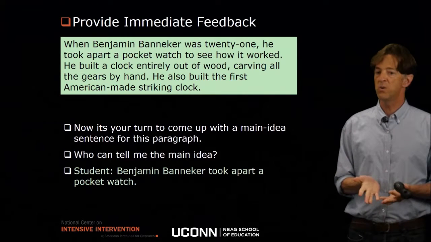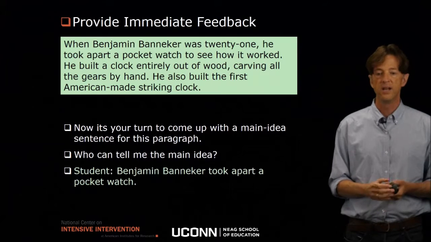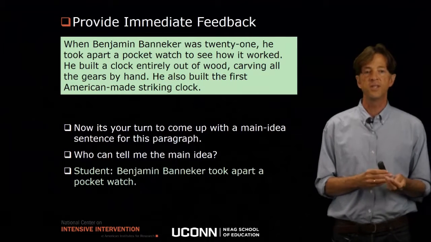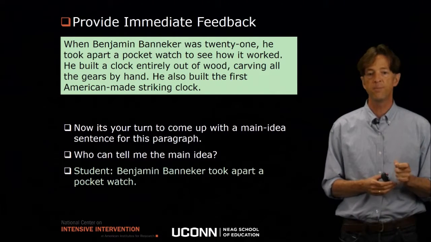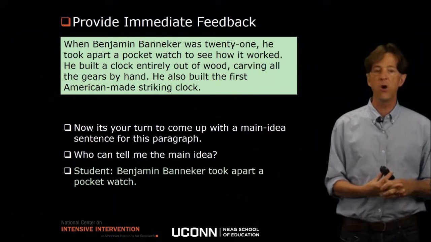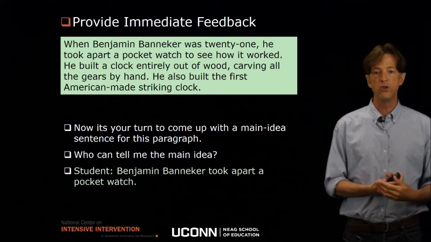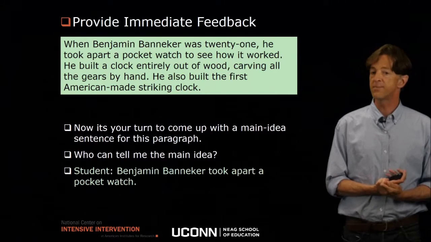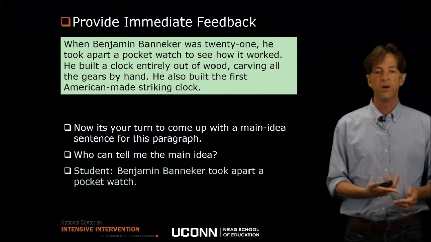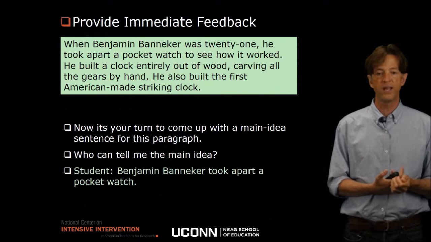So the first thing we know here is that this is incorrect. This isn't the main idea. Remember, the main idea is we want to say what the person did in all the sentences. And this is a very specific detail that comes up in just one of the sentences. Now the tricky part here is we don't know where the student made a mistake. We don't know whether he or she knew the steps of the strategy but was just applying it incorrectly, or whether the student misunderstood or misremembered the steps of the strategy.